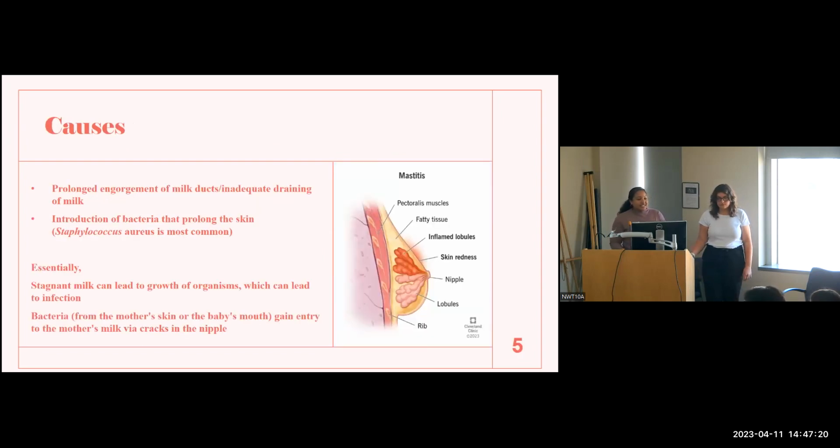So some causes: prolonged engorgement of milk ducts, inadequate draining of milk, and additionally introduction of bacteria from the skin. Generally we'll see the strain Staphylococcus aureus commonly. Essentially the mechanism is that stagnant milk in milk ducts leads to growth of organisms, which then leads to infection, or bacteria from the mother's skin or the baby's mouth gains entry to the mother's milk via cracks in the nipple.